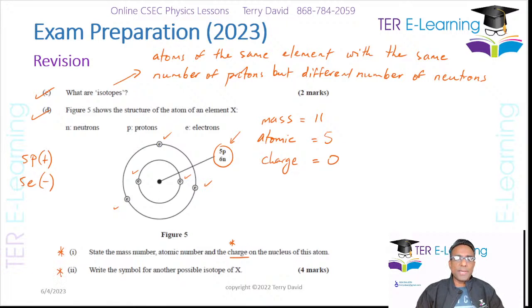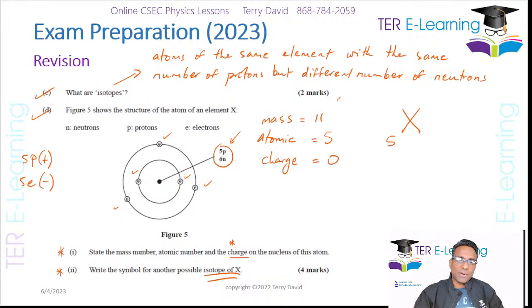The next one here, they want us to write the symbol for another possible isotope of X. To do this, guys, all you need to do is this. This is X, so let's write it like that. Now the atomic number in the isotope should be the same. We just had an atomic number 5, so you need to keep this as 5 here. Now you want an isotope, so the mass number has to be different.